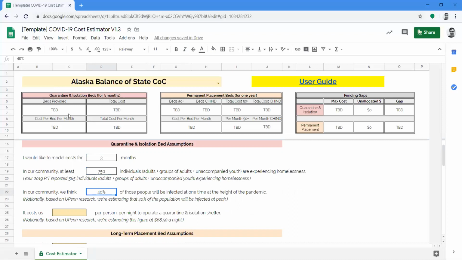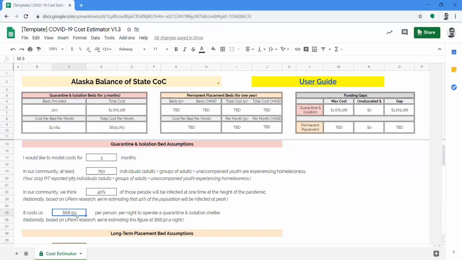The last thing we need to make an estimate up here is the total cost per person per night. The UPenn research we cited from March 25th estimates the figure at $68.50 per person per night. If I enter that figure, you'll see that the costs immediately update, saying we need to provide 300 beds at a total cost of about 1.9 million, 2,000 per bed per month, and 625,000 per month.